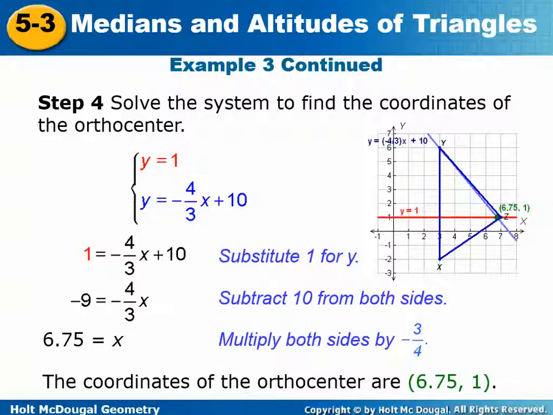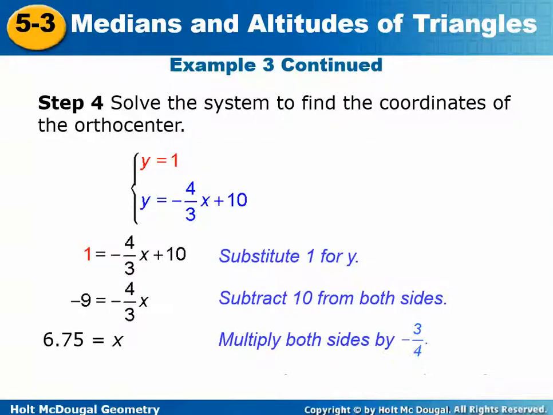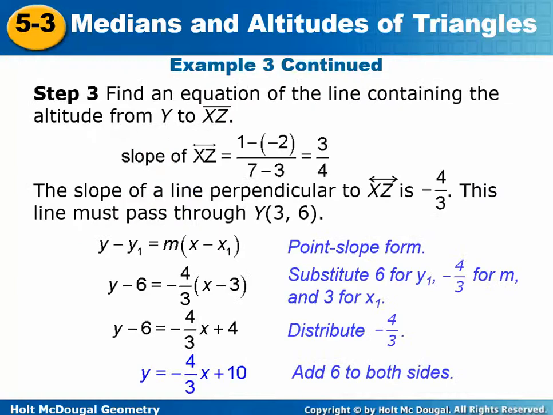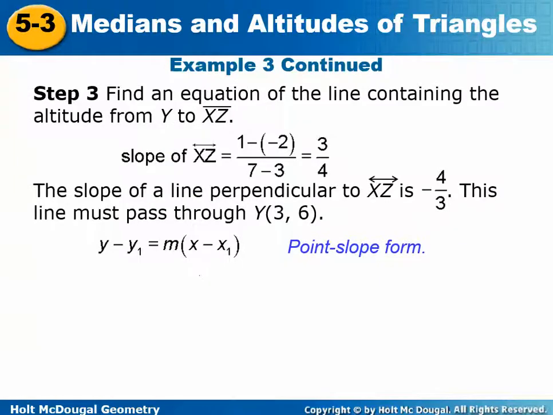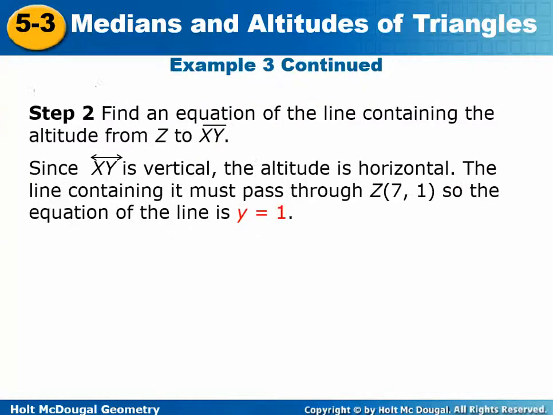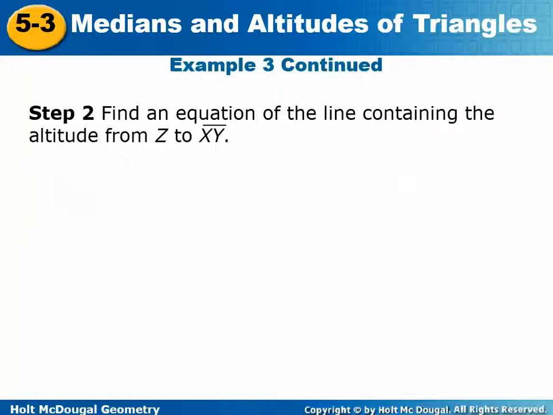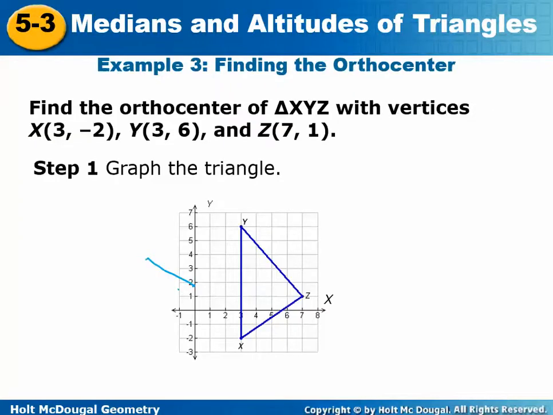And they only do this with 2 points. They only find 2 of the altitudes because the third one will intersect at the same spot. So let's go back a little bit to see what they did here. All right, they want us to find the orthocenter. They've got the vertices and they've got it graphed.